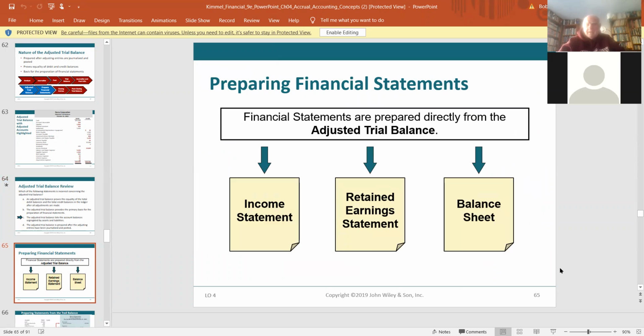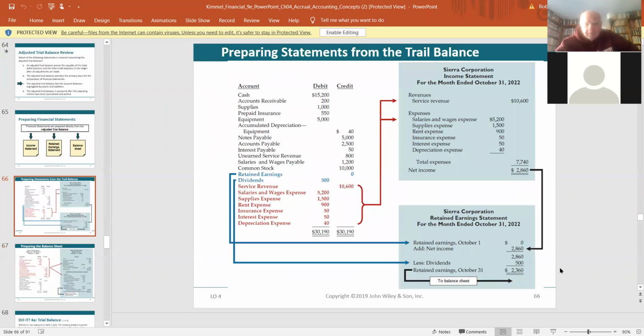Okay, now we're ready to prepare our financial statements. They are prepared directly from the adjusted trial balance. That's how important that trial balance is. And the financial statements have to be done in a certain order: income statement, retained earnings, balance sheet. The income statement goes first. So take a peek at what we have here.